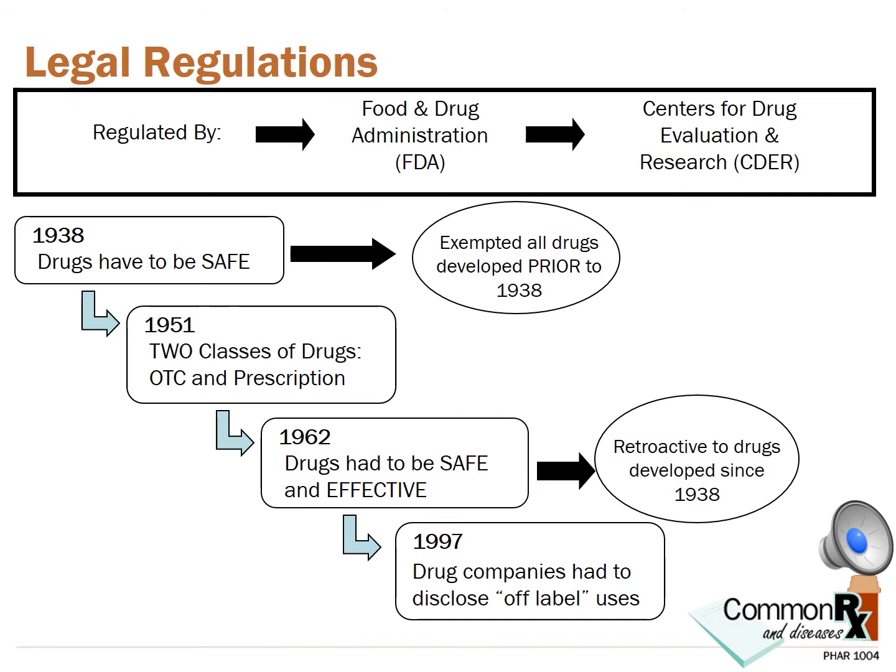In 1997, a law was passed saying that drug companies had to disclose off-label uses of drugs. When drugs are approved by the FDA, they are approved for specific indications. Many times after drugs are approved, we discover that they work for conditions other than what they were intended for. Uses that drugs have not been approved for by the FDA are called off-label uses.